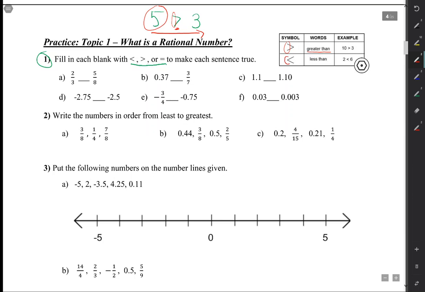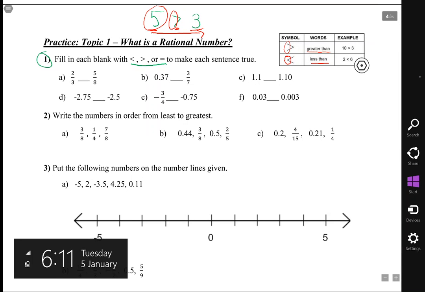If the smaller end of the arrow comes first, so the one that's closed off, the little point there, you would read it as less than. So if we're looking at this little example I did up here, this says 5 is greater than 3. That's what that's saying here. So if we were to put in these symbols for question number 1 here, we want to figure out which number is greater than or less than the other number, or are they equal?